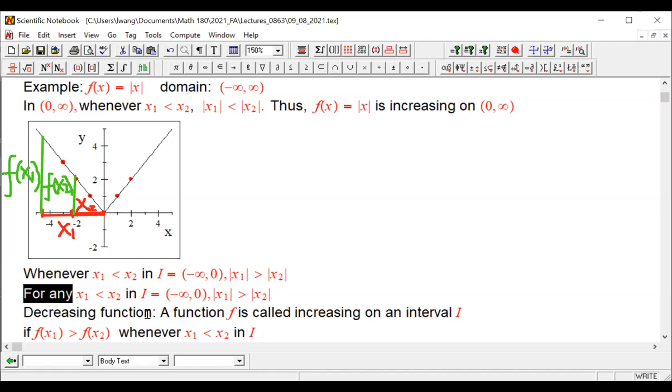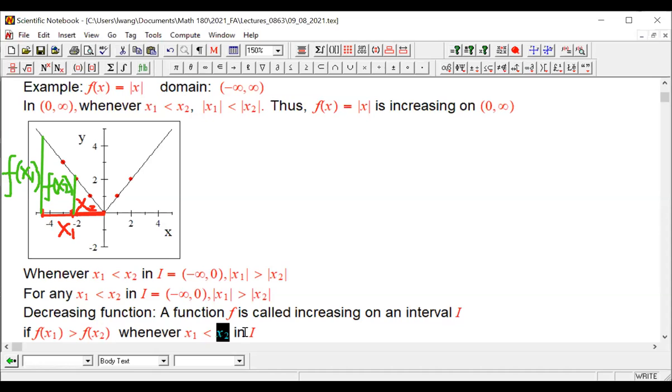Or you can say for arbitrarily chosen inputs x1, x2 from the interval negative infinity to 0. You can create these sentences along the same line, but they all reflect the same meaning, which is whenever x1 is less than x2. You have to specify the interval, because whenever you indicate input, you have to tell the reader where they're from.